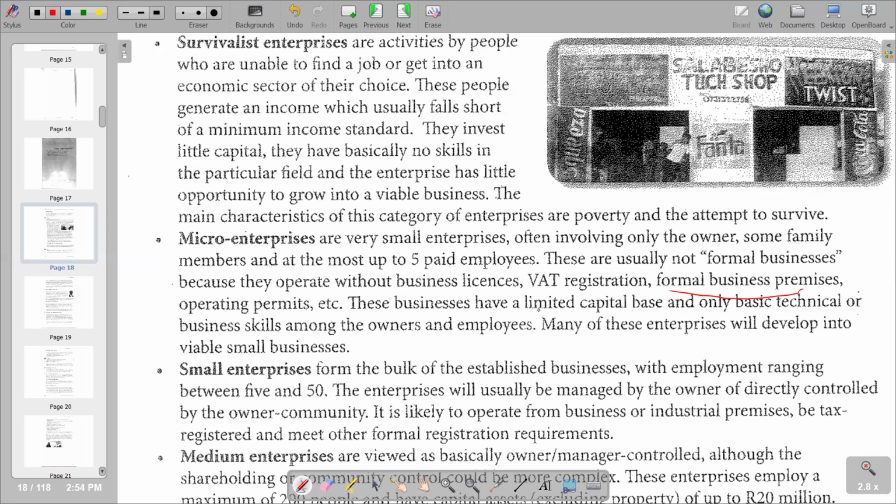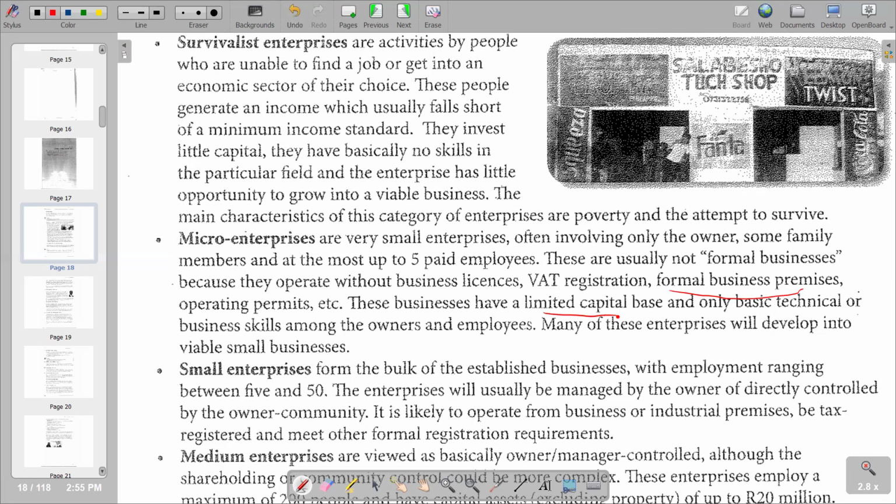Also, they are described by a limited capital base. They do not have much capital for expansion. So that's why they operate at a low scale. So a limited capital base is also a characteristic that we see in micro enterprises.